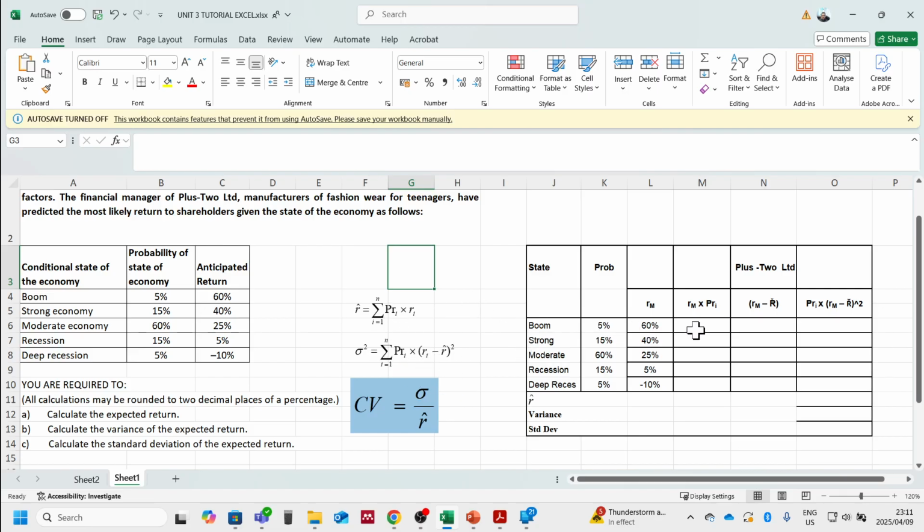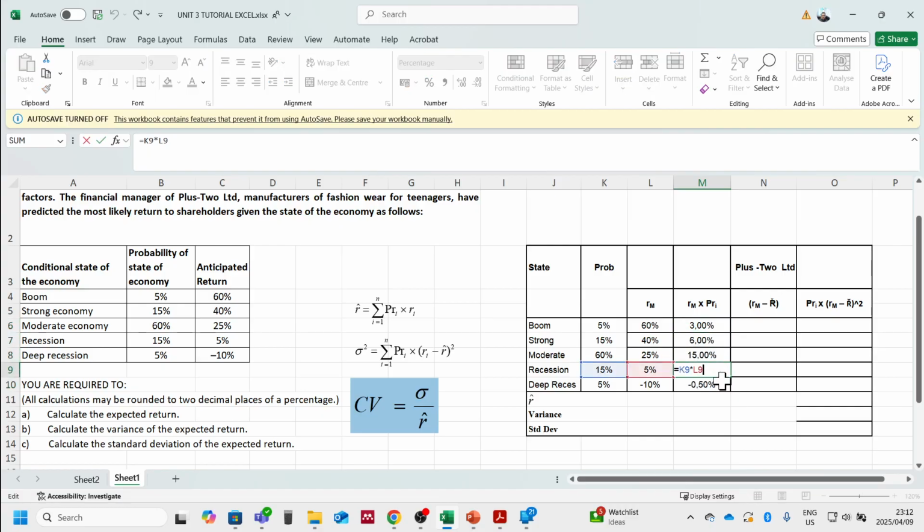So let's take a look at our example over here. To calculate the expected return, which is our first requirement, we apply this formula: the probability multiplied by the anticipated return gives us the expected return under a specific state of the economy. On the first one, it's 5% multiplied by 60%, which gives us 3%. This means that during the state of the economy when it's under boom, we expect an average return of 3%.